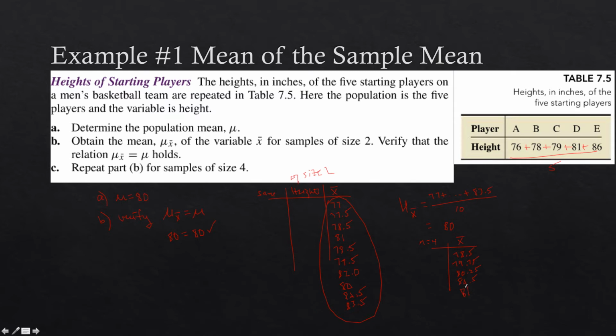81. And if you take all of those, add them all up and divide by 5, you're going to get your mean of your sample means to equal 80. So it's going to be true for that as well. So no matter what the sample size is, the mean of the sample means and the population mean are going to be equal.